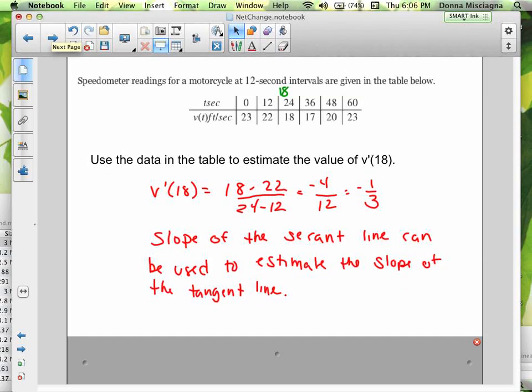So if you're given a question like this, you go to the two values that are one just less than and one just more than. Don't choose just any old values. Choose the ones that are closest to your value. So we have 18, 12, and 24 are the two closest values. So we just take the difference in the y values, 18 minus 22 divided by 24 minus 12, and we get negative 1/3. So that is approximately the value of the tangent line, right? Or the instantaneous rate of change at 18 seconds. Okay, so an easy problem, so long as you know how to set it up.